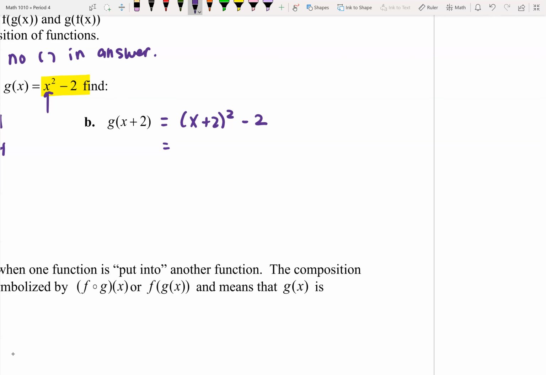To write it twice, and then once I write it twice, I would FOIL. Well, I'm not even going to write it twice. I'm just going to FOIL it in my head. So if you guys want to do that, that's great. So when I FOIL it in my head, I get x to the second plus 4x plus 4 minus 2. And then I simplify it, and I get x to the second plus 4x plus 2. That's my answer, and I'm done. Okay, who says got it?